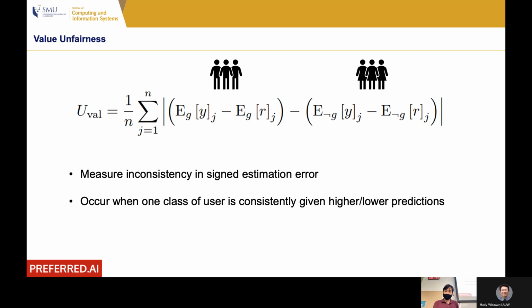So, for example, in the course recommender system that we have, value unfairness manifests as male students being recommended STEM courses even when they are not interested in STEM courses, and female students not being recommended STEM courses even when they are interested in them.